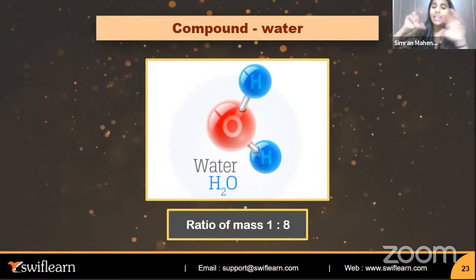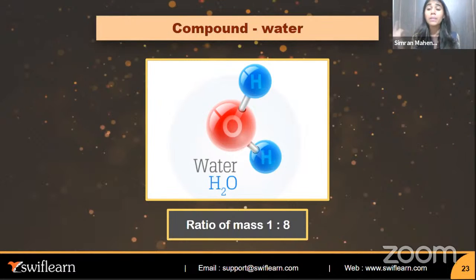Now, in a water molecule, how many hydrogen atoms do you have in it? You have 2, right? So 2 is to be the ratio. Now 2 is to 16. If you divide, you will get 1 is to 8, yes or no? So what is the ratio of mass of water? It is 1 is to 8. Clear? How did you get that?